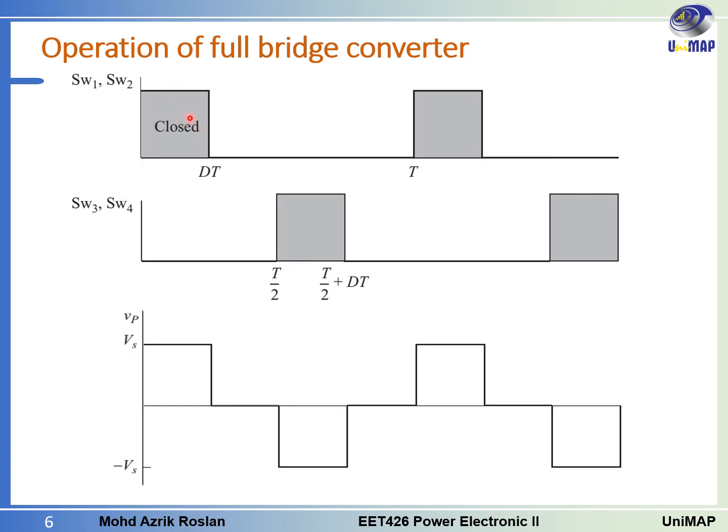Okay, in this slide we can see the switch pairs. When switch 1 and switch 2 are both closed during the period of DT, then there will be a period where all of the switches are turned off or open. And then after half of the switching duration, we have switch 3 and switch 4 turn on, okay, for the period of DT during this point. And then this will be the voltage at the primary winding. We will see the detail about this in the next slide.